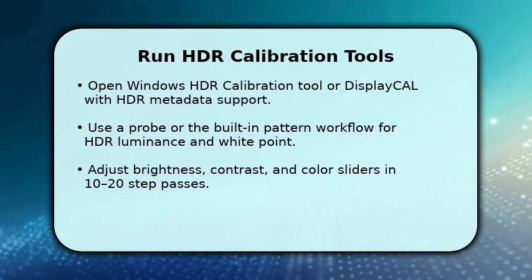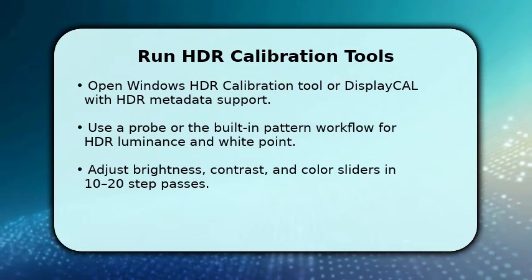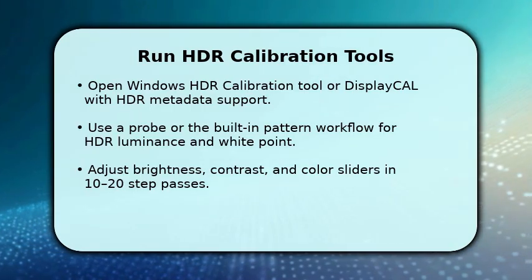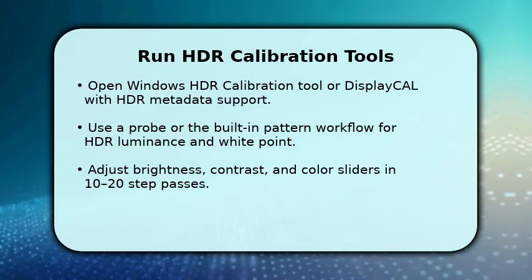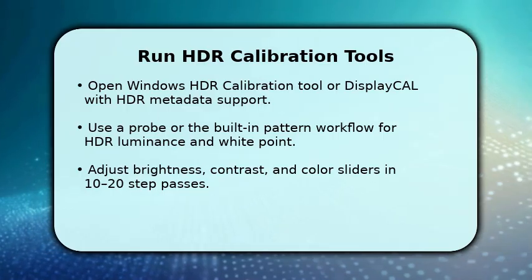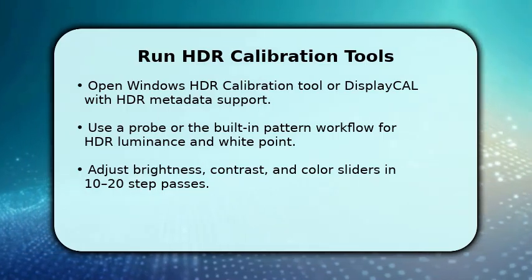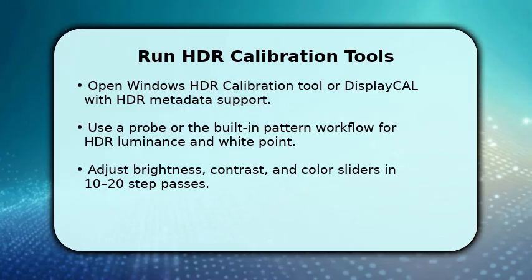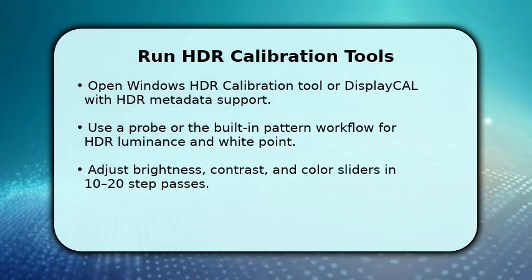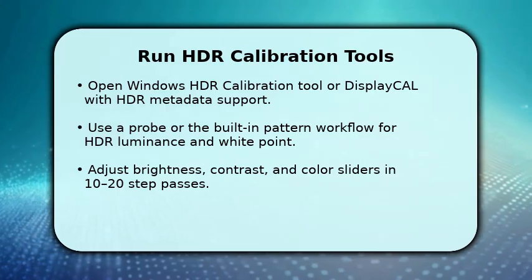Now you perform the detailed calibration sequence to align luminance, white point, and color. Open the Windows HDR Calibration app or a professional tool that supports HDR metadata. Use a probe if you have one, or rely on the tool's step patterns. Adjust display brightness and tone mapping sliders in measured passes, then tweak color temperature toward D65 for accurate white.